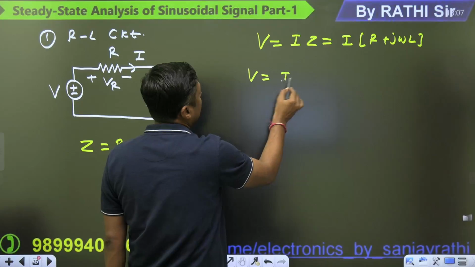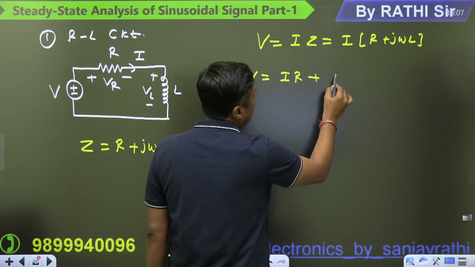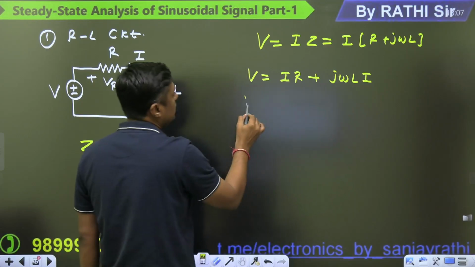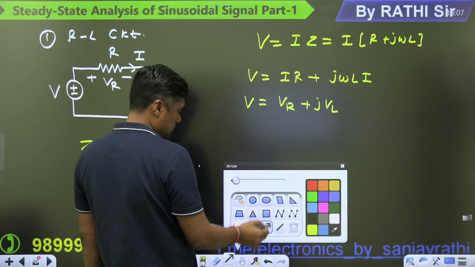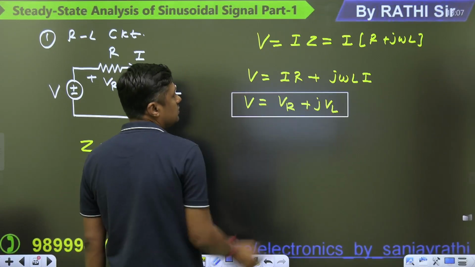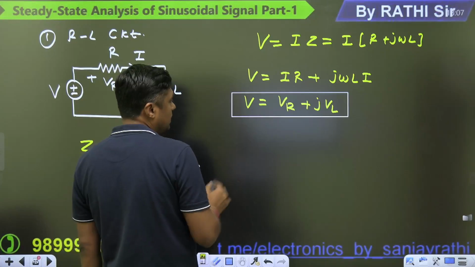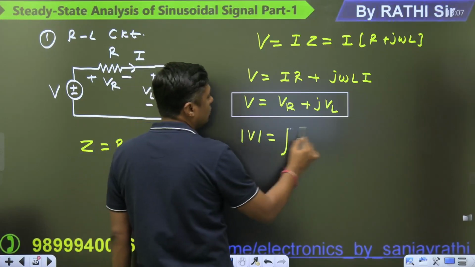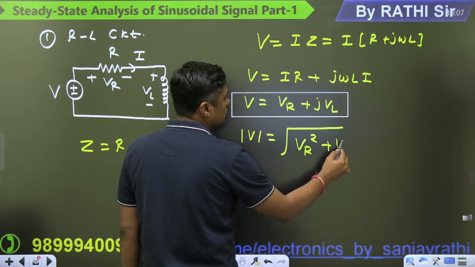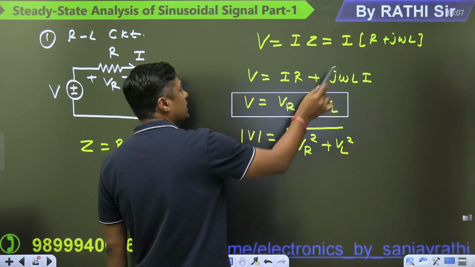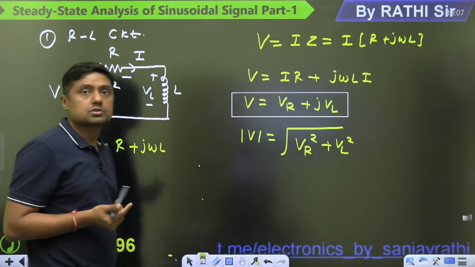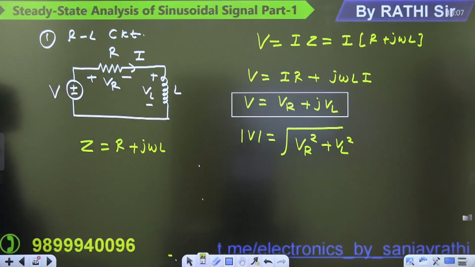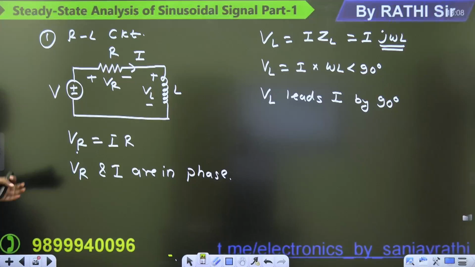V is equal to IR plus j omega L I. V is nothing but VR plus jVL. And that's why the magnitude of V is given by root over VR square plus VL square. VL leads I by 90 degrees and VR and I are in the same phase. So from that you can also say, you can directly write the Z.